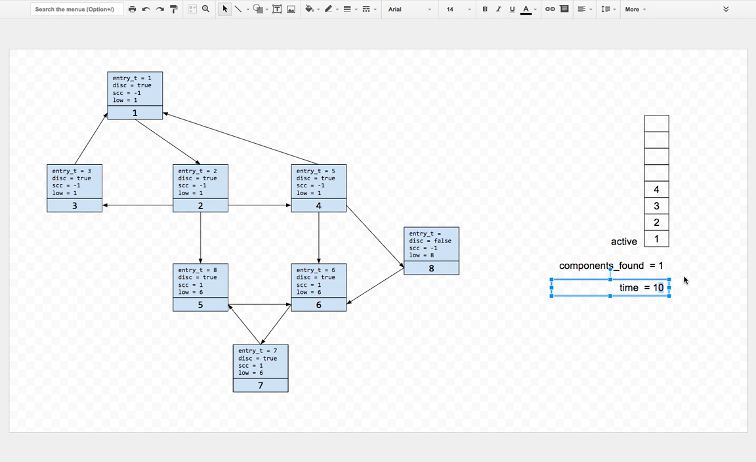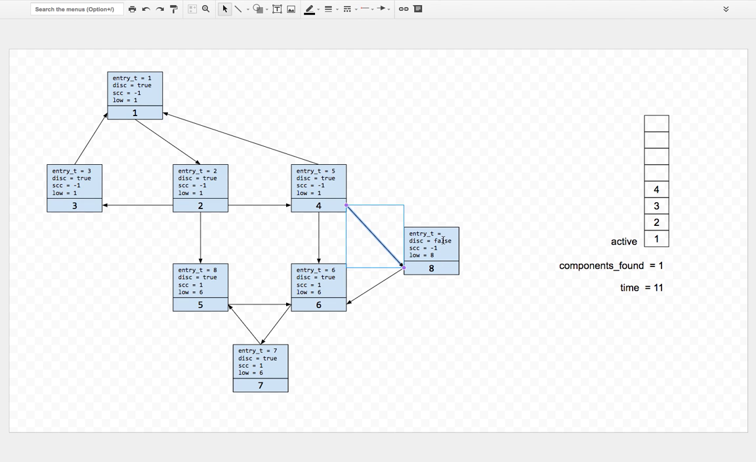As we exit, we increment the time marker and go back to vertex 4. Now, vertex 4, we were in the middle of processing its edges. We'd processed this edge first, then we processed the 4 to 6 edge, and we still have one left to process, which is the 4 to 8 edge. So now we need to process this.